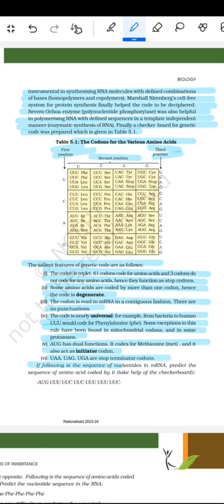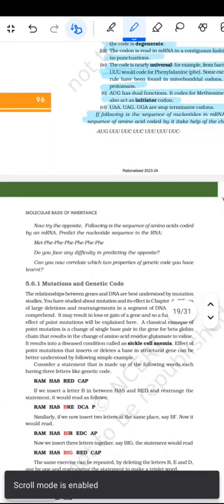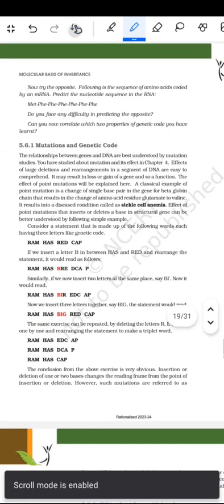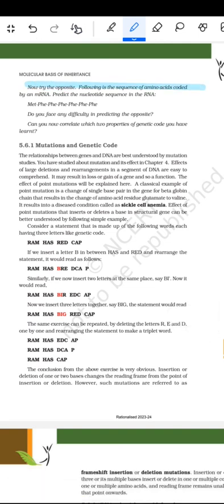If following is the sequence of nucleotides in the mRNA, predict the sequence of the amino acids coded by it, take help of the checkerboard. Now try in the opposite. Following is the sequence of the amino acids coded by the mRNA. Predict the nucleotides in the mRNA. Do you face any difficulty in predicting the opposite? Can you now correlate with the two properties of genetic code you have learned?